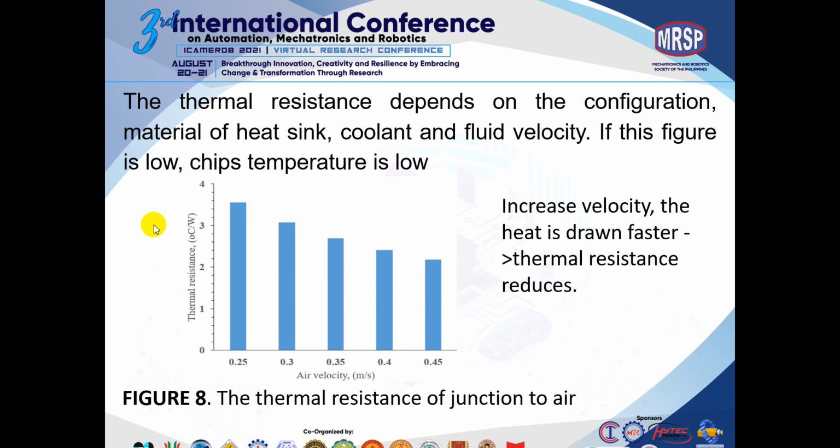And we investigate the thermal resistance of the heatsink. You can see that when we increase the velocity, the thermal resistance will reduce. You know that if the thermal resistance reduces, the chip temperature is lower too. Therefore, it's good for our chip.